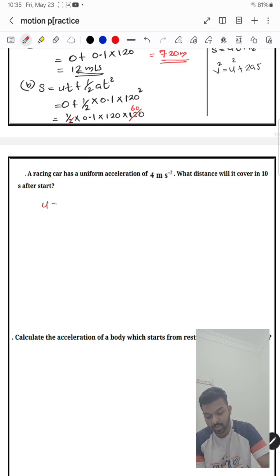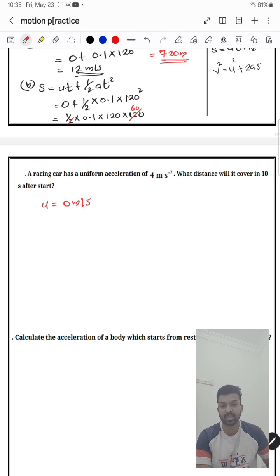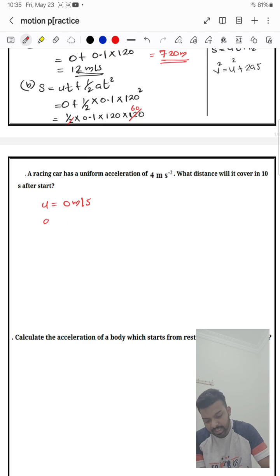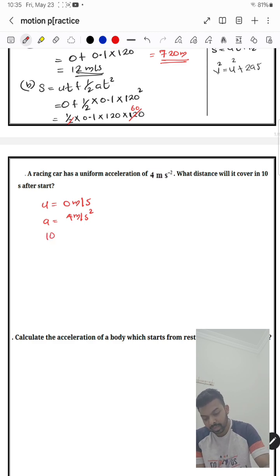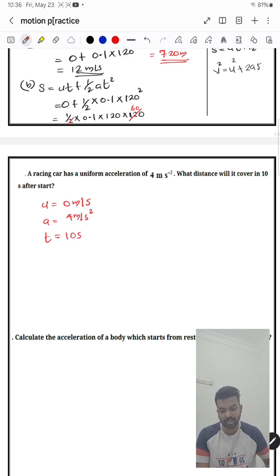So u is equal to 0 meter per second. Ready? And then this is acceleration, right? Acceleration is equal to 4 meter per second square. Now it is taking a time of how much? T is equal to 10 seconds. Clear? T is equal to 10 seconds.